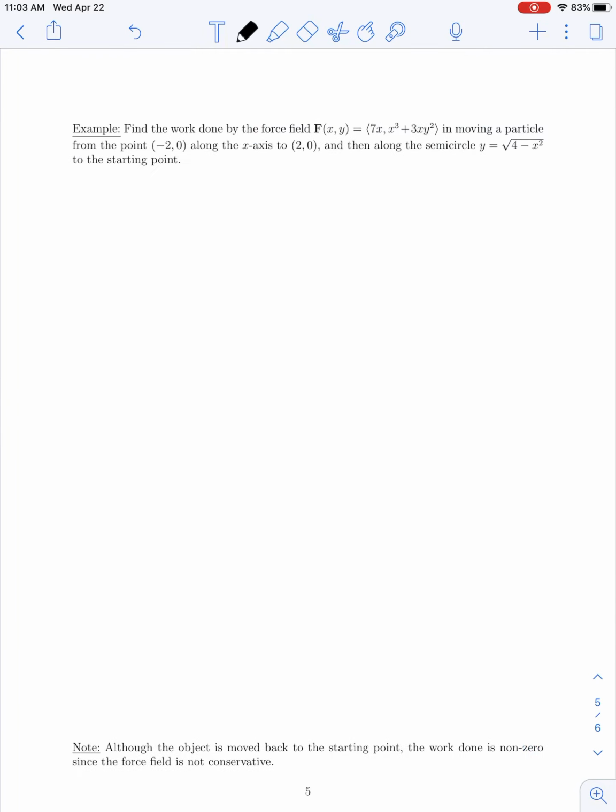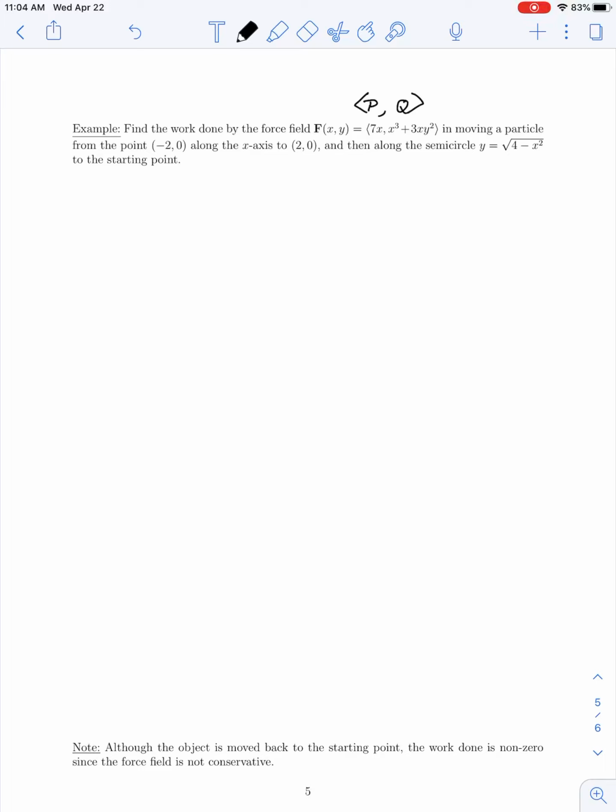So let's look at another one. In this next example, we are asked to find the work done by the force field F of x, y, whose component functions are going to be P and Q here, in moving a particle from the point (-2, 0) along the x-axis to (2, 0), and then along the semicircle y equals the square root of 4 minus x squared back to our starting point.